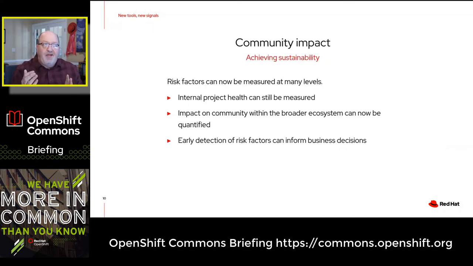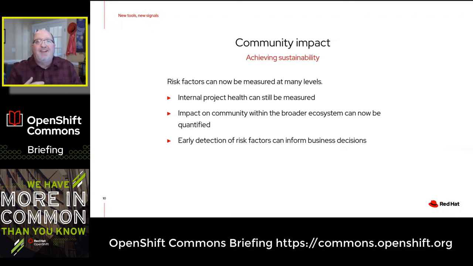Another thing that these tools are going to help us do is get into that element of sustainability, because now with all of these tools that are disposable, we can really measure risk at many different levels. We can still measure the internal project health, which is what we've been doing for quite some time with Cauldron and Augur, but especially with Cauldron. But now with Augur and Mode, we can look at how that community is interacting with the broader open source ecosystem. And we can really get numbers and figure out exactly how important a given project is to its peers. And again, it's not a popularity contest. We're really trying to define very quantitatively the strength of a project and also how important it is.